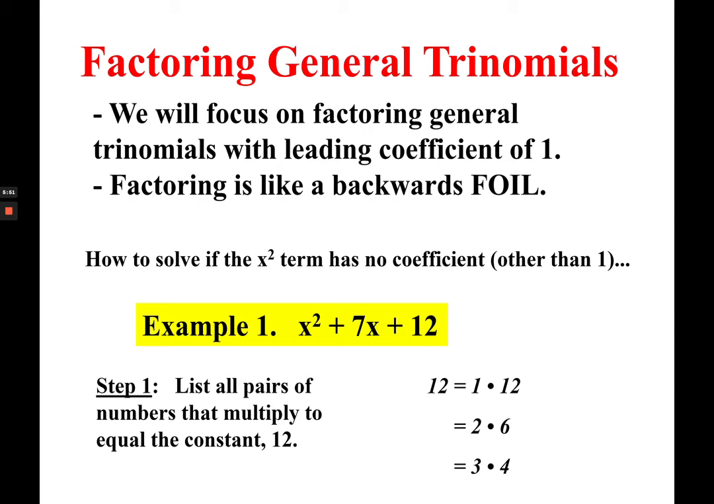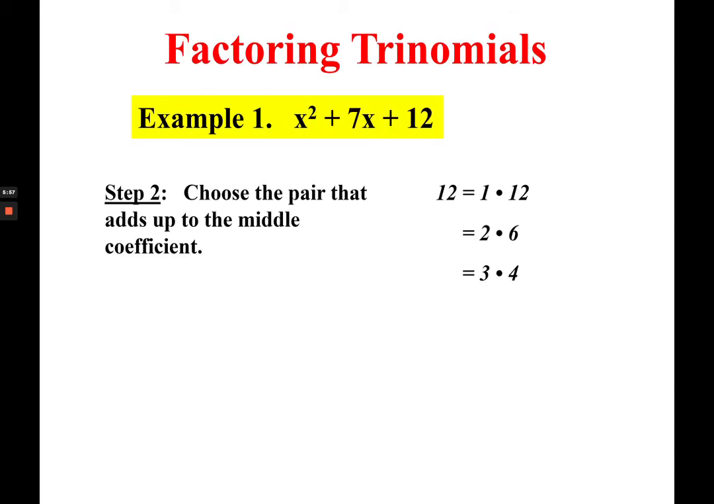Next step, it's going to be on the next slide. After listing the factors of 12, you are going to figure out which pair actually adds up to the middle coefficient, which is 7x. So if you add this, which adds up to 7x? Actually, it's very clear. 3 and 4 add up to 7x.